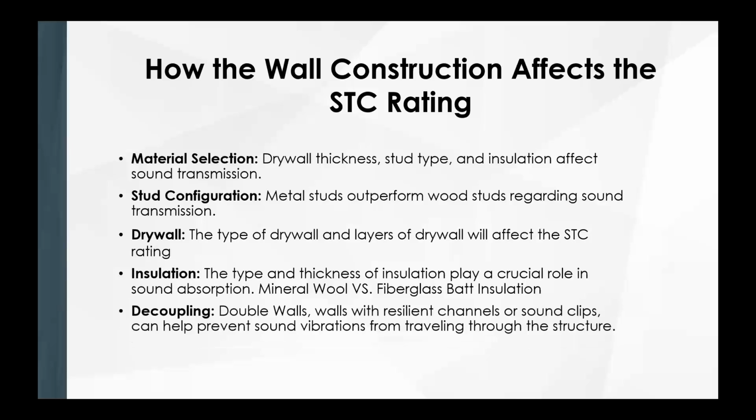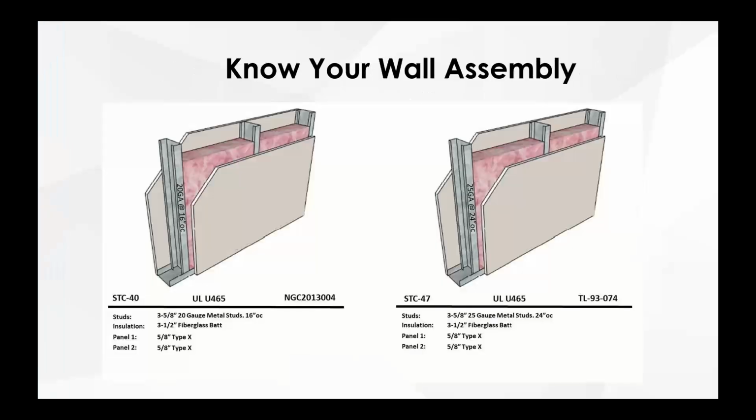And then decoupling walls, that plays a big factor in it. Double walls, walls with a resilient channel or sound clips, it's all going to help prevent sound vibration going through the wall. And you're going to see kind of a theme through this. We're going to keep the walls flexible to increase that STC rating. So naturally, your perimeter joint should also be flexible too to reduce sound vibrations.